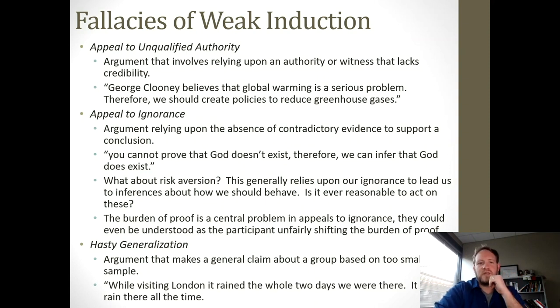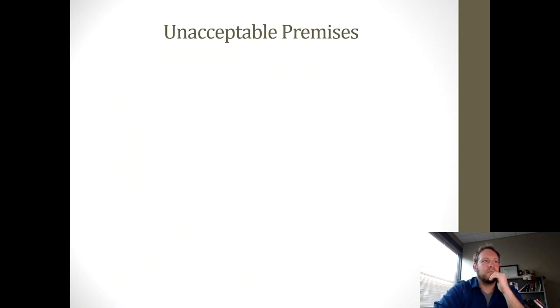So an example here that we can give: while visiting London, it rained the whole 2 days we were there. It must rain there all the time, right? Now, I hear that in London it actually does rain a lot of the time, but you wouldn't be able to justify that simply by looking at 2 days out of the year that you were there, right? There's 365 days in each year. 2 days out of the year is not enough of a sample size to really make that claim, right?